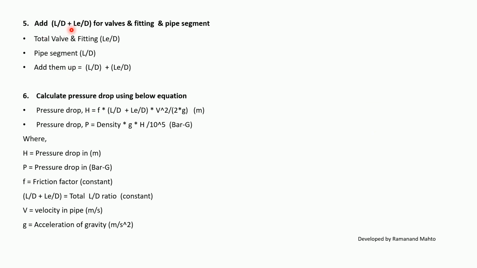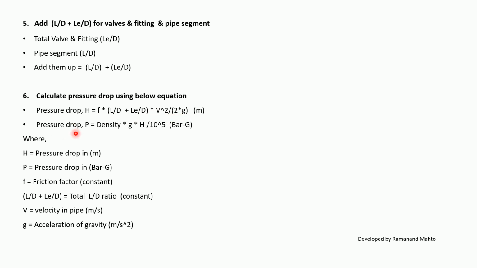Now add L by D for the pipe plus equivalent L by D for the fittings. So once L by D is added, the next step is to calculate the pressure drop using the below equation. So the pressure drop in meter will be H is equal to F into (L by D plus equivalent L by D) into V square upon 2 into G.